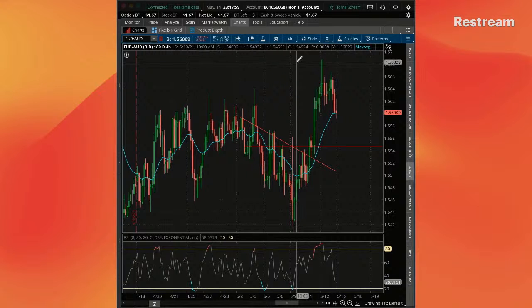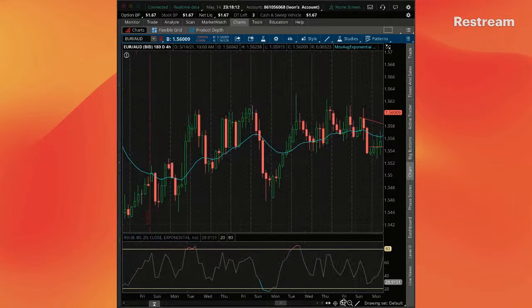55.44. Look at that, 56.80. I already hit it. So now it's just retracing. All right, so now let's blow this up a little bit more and see where it's going to retrace to before it jumps back up again.